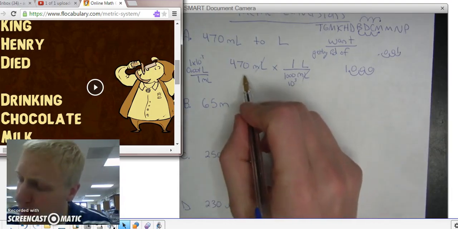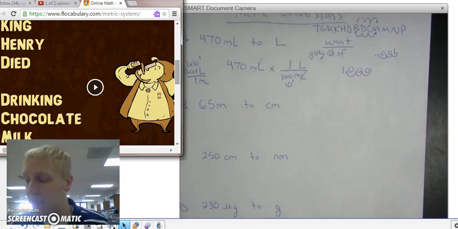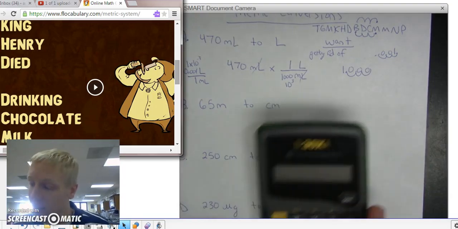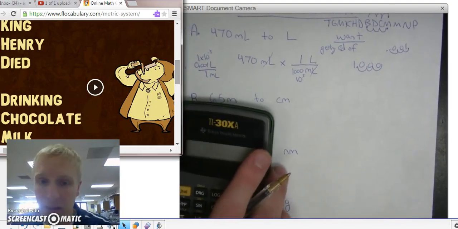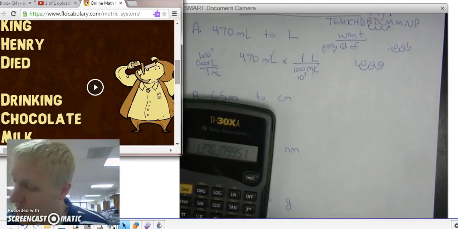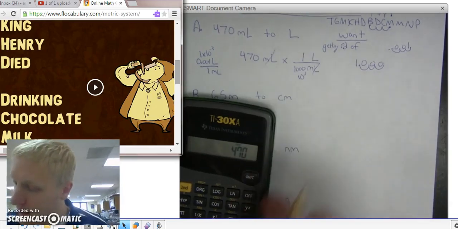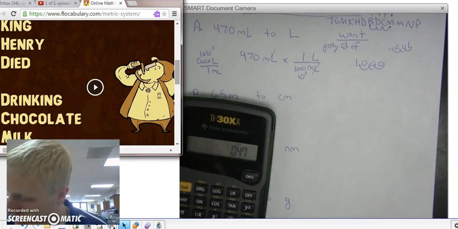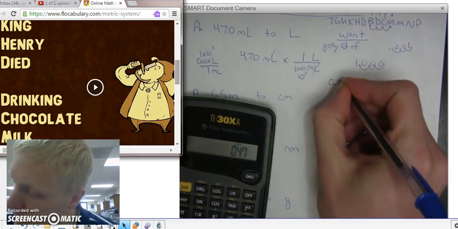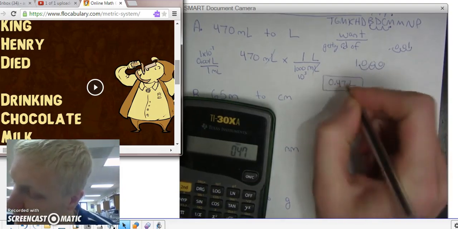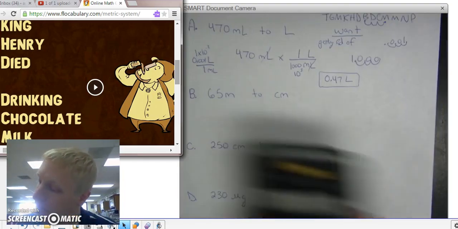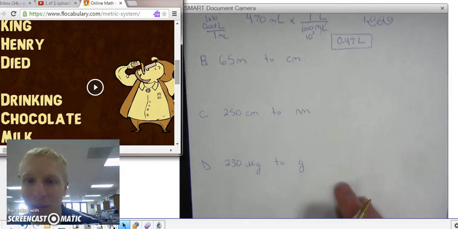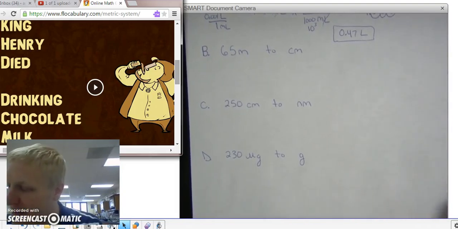Next, now that we've got 470 mils times 1 liter divided by 1,000 milliliters, we can use our calculator that we bring to class every day because we're hardcore chemistry students doing what we need to be doing. Bring that calculator to class. 470 times 1 divided by 1,000 gives me 0.47 liters, which is equivalent to 470 milliliters. We just converted using math. Not too bad. Alright, why don't we do some more example problems, because it's fun.